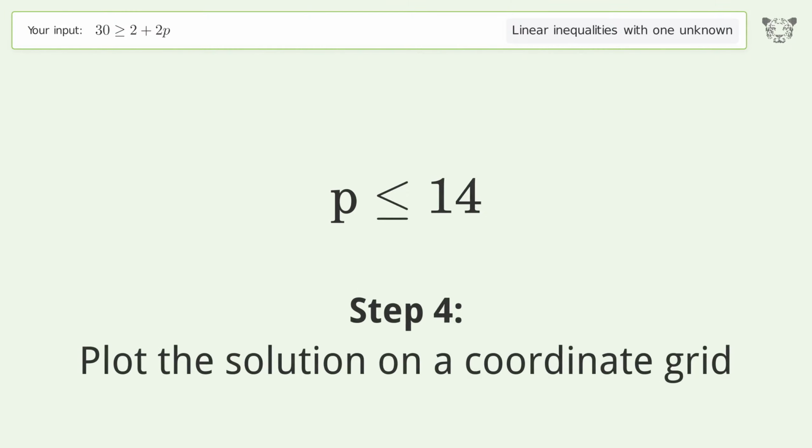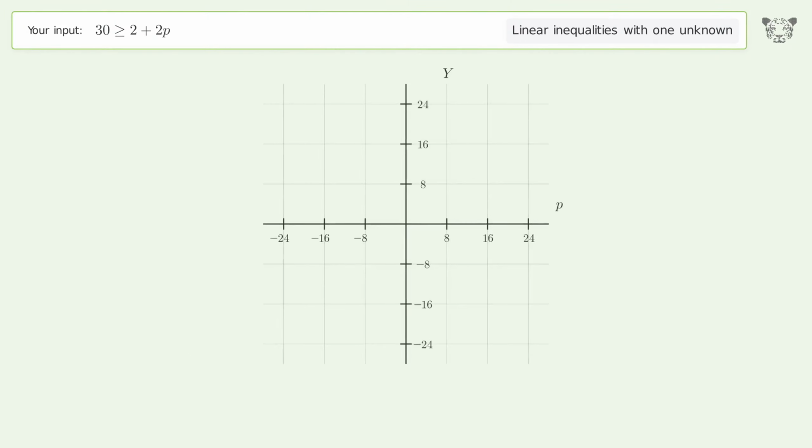Plot the solution on a coordinate grid. And so the final result is p equal or smaller than 14.